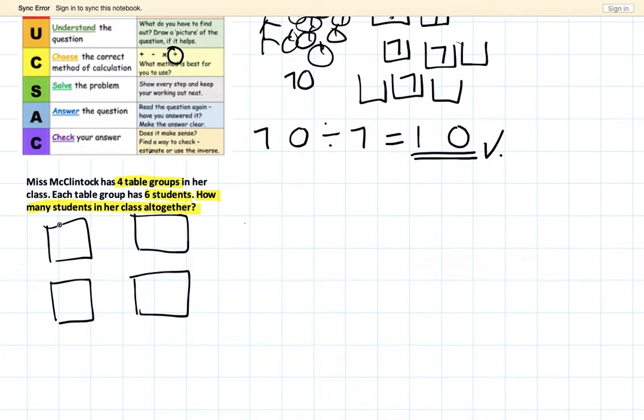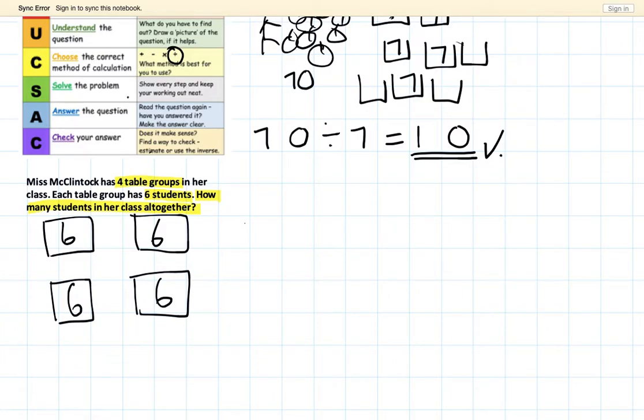So how could I split this up? I could go like this. 1, 2, 3, 4, 5, 6. Or you could do 6 for each table group and say 6 in this one, 6 in this, 6 in this one, and 6 in this one. So here you're using a method that will help you think. Okay? Alright. So I've drawn a picture to help me figure out the question. Am I finished on this step? Yes, I am. Let's go on to the next one.